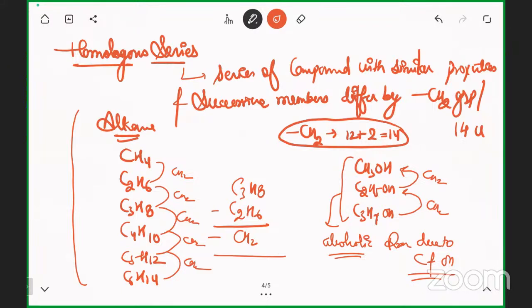Homologous series. See, homologous series, first point you have to remember is that they have this difference of CH2 group, or you can say 14U. Second thing, they have the similar functional group. Third thing, they have similar chemical and physical properties. It can be melting point, boiling point, density, etc. So these are the basic characteristics of the homologous series. What are functional groups?